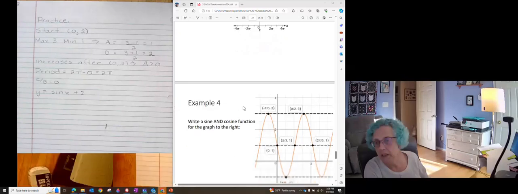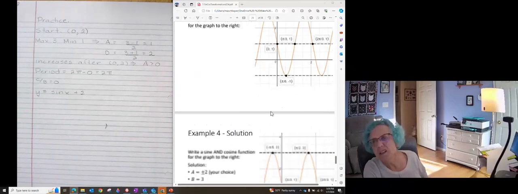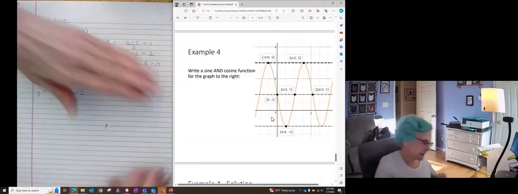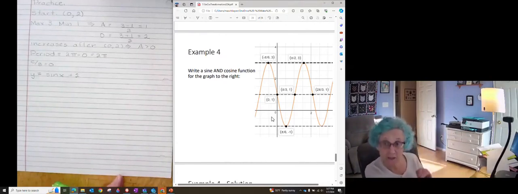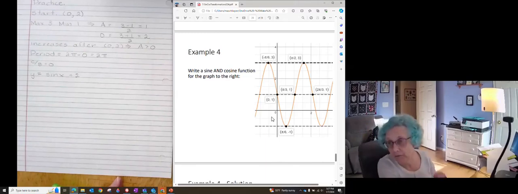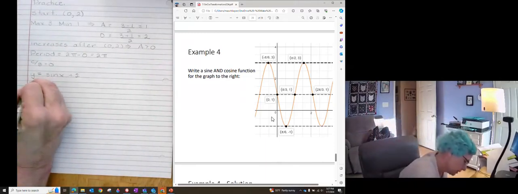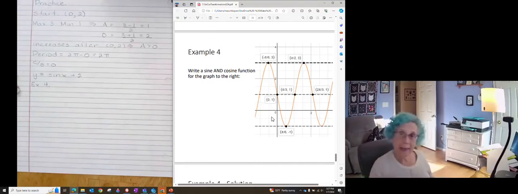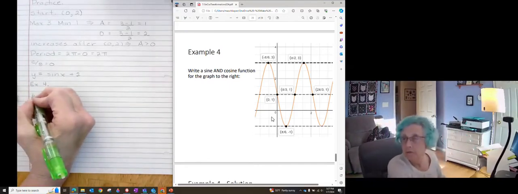Let's look at example 4. This is more the type of thing you would see on test day where you can actually tell where the points are. We want to write a sine and a cosine function for this graph. So let's start with the sine function. Some of the things are going to be the same. The a and the d will be the same, so let's find those first.